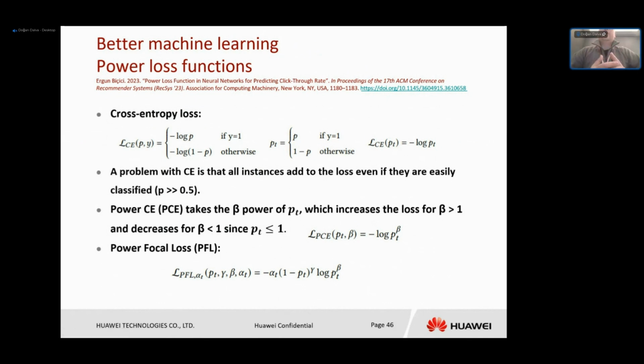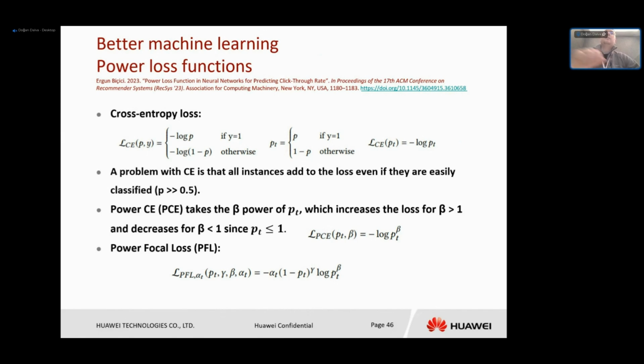So when the p-value is significantly larger than 0.5, the prediction is close to 1 and it's very confident that it is a class 1 instance. So it's confident, but the error is again added to the loss. Power cross entropy takes beta power of minus log pt, which increases the loss for beta larger than 1 and decreases it for beta smaller than 1.